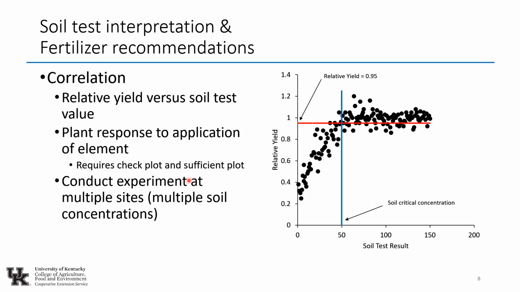And so we do this at multiple sites so that we have a wide range of soil test values in our data set. We plot these relative yields versus soil test. We look for the point where on average relative yield is at 0.95 or better, so 95% relative yield. And we call that the critical soil test concentration. Really, it's a range because there's a ton of variability in this data. At any given point, you can get a large range of relative yields. But on average, above that critical concentration, we don't expect response to fertilizer. And at soil test below that, we do.